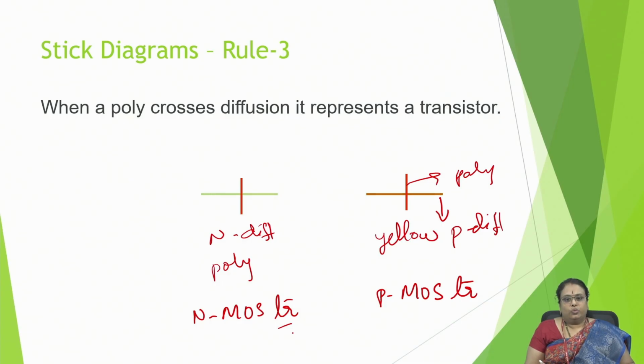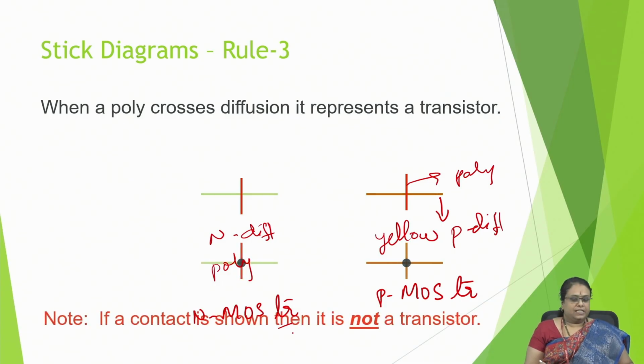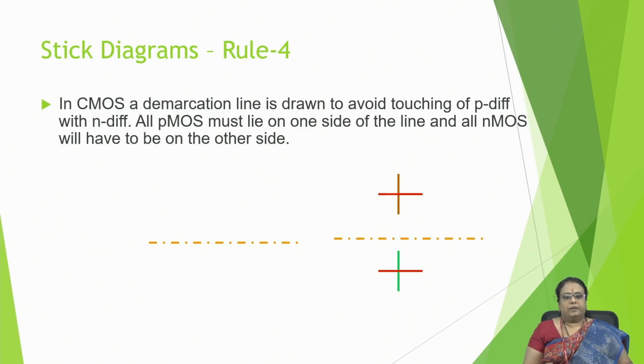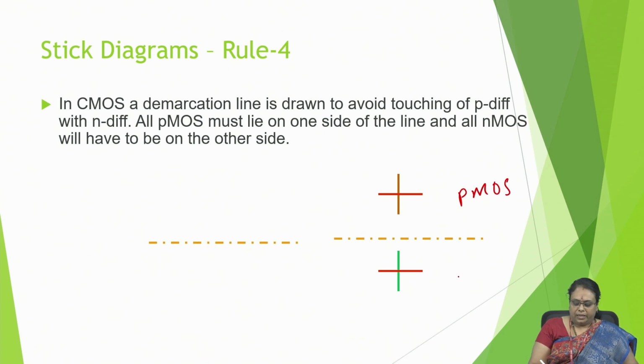Then the next, rule 4, applies when I am designing a CMOS transistor. A CMOS circuit consists of a PMOS on the pull-up side and an NMOS on the pull-down side. In order to separate these two, the pull-up side is PMOS and the pull-down side is NMOS. This is called the demarcation line.